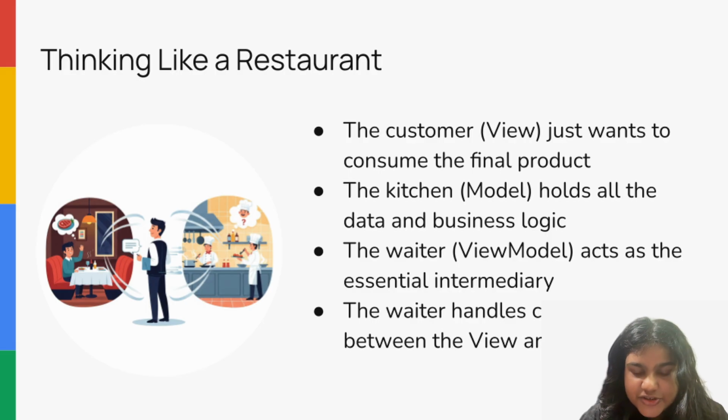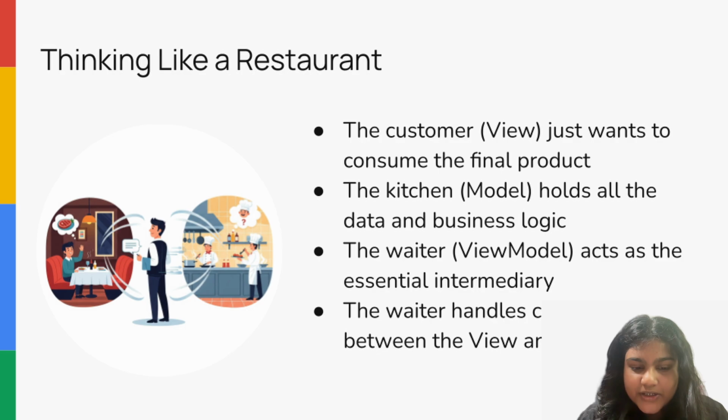The model, in the kitchen, is where the raw materials, which in this case is the data, are stored and processed. The kitchen is busy and complex. It enforces rules like don't serve raw food, which is the business logic, or we are out of a specific ingredient, which is the data validation. Now, the customer cannot walk into the kitchen and grab their own food, right? That would be chaos.